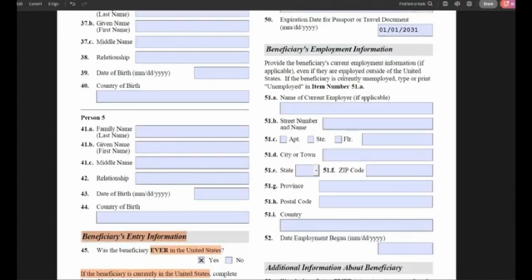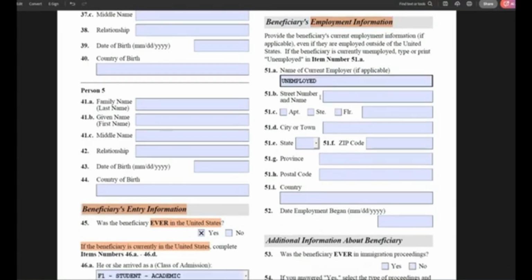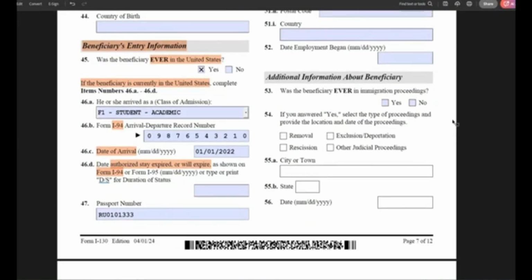Next, provide beneficiary's employment information. Let's say, for instance, that Jane is currently unemployed. You can then leave the rest blank. Next, additional information about beneficiary: if they have ever been in immigration proceedings. Immigration proceedings refers to removal, rescission, exclusion, or other judicial proceedings related to immigration. So it doesn't mean if you have ever applied for other visas, things like that. No, it only refers to these types of proceedings.